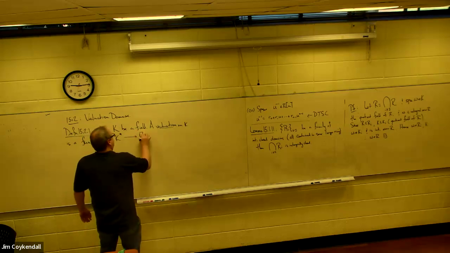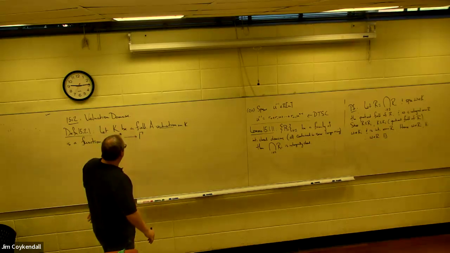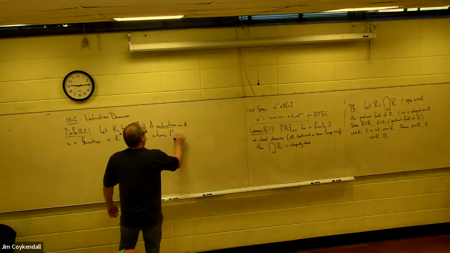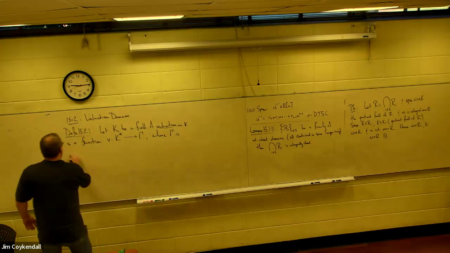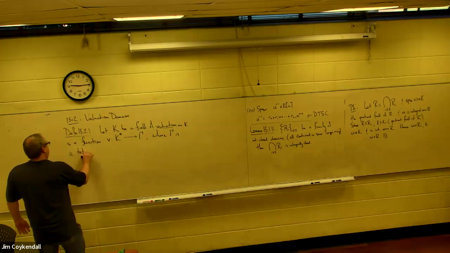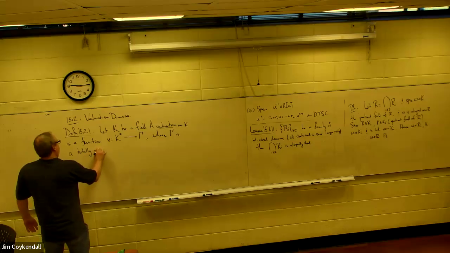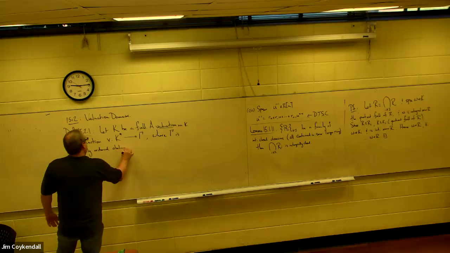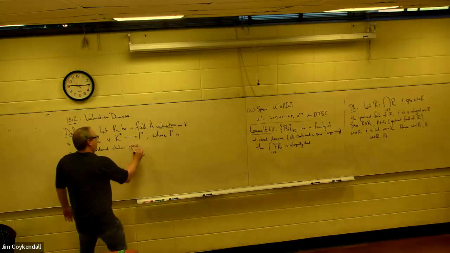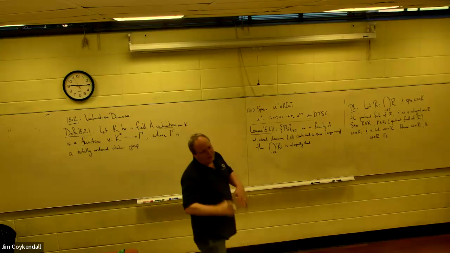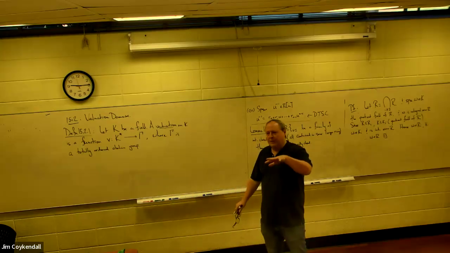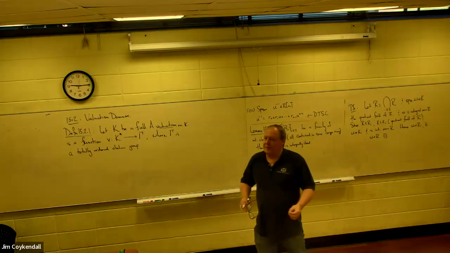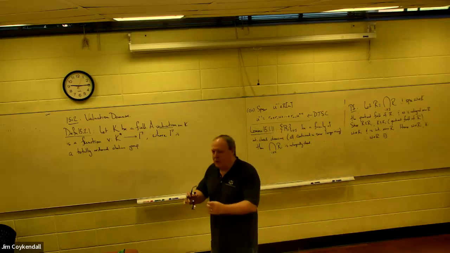To whatever this gamma is, where gamma is a totally ordered abelian group. So it's a function that goes from the non-zero elements of the field into this totally ordered abelian group. The idea is it's totally ordered.